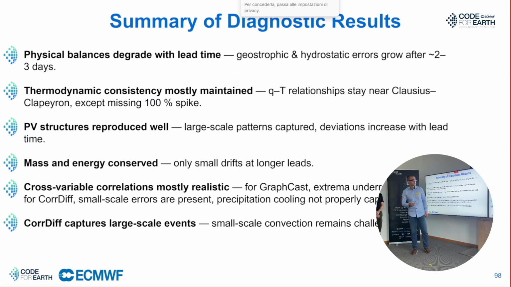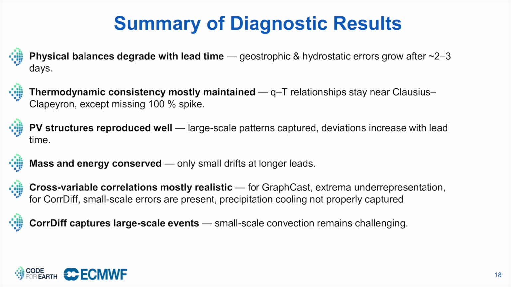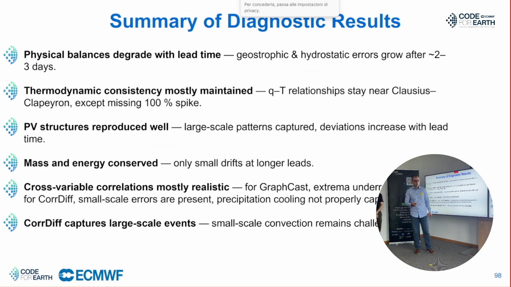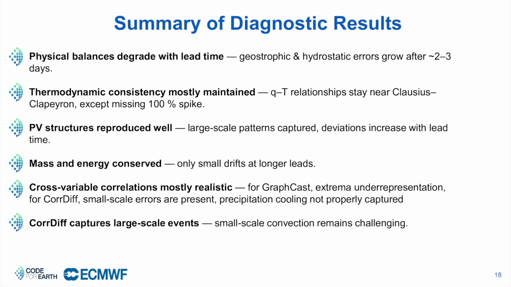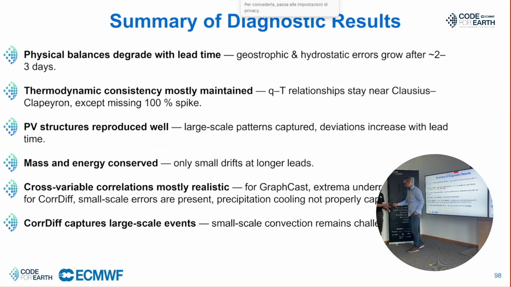So to summarize the diagnostic results, we have seen that the physical balance is great for short lead times. For the geostrophic and hydrostatic balance, it drops after 2 to 3 days. For mass and energy, it drops after about 5 days. And regarding the dynamic consistency, it was mostly maintained, although we have seen that it missed one other thing, the relative humidity spike. And the cross variable correlations were mostly realistic. And we are seeing that it captures large-scale events well, but small-scale convection remains challenging. However, we should handle it with care.